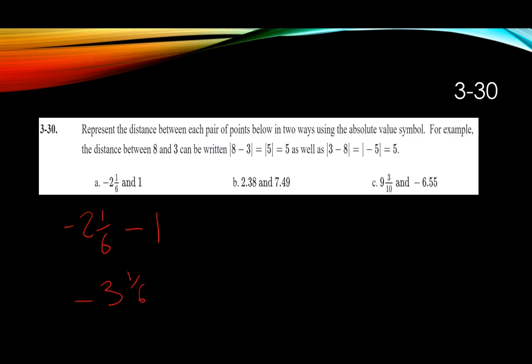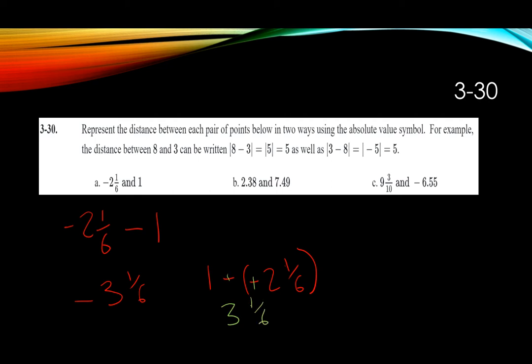But if we wanted to, we could also do 1 minus -2 and 1/6. And from here, we could change this to an addition problem, right? Change the signs, and this is now going to become 3 and 1/6.